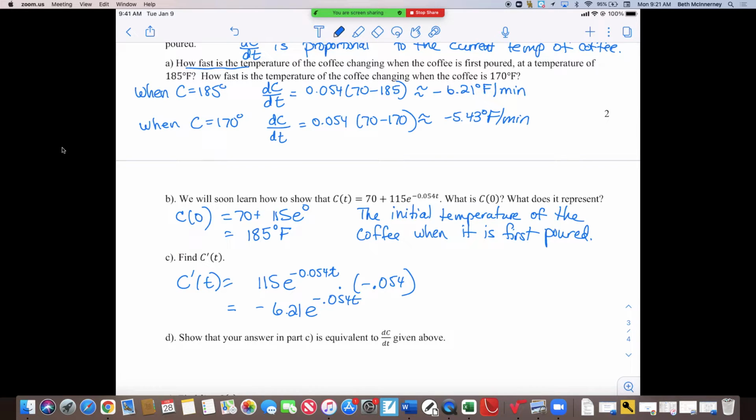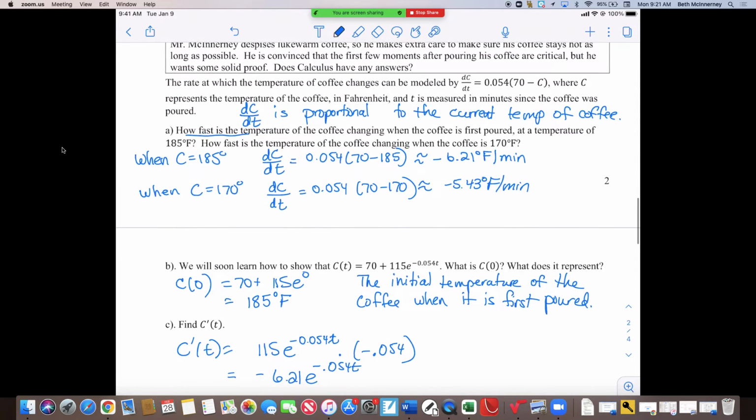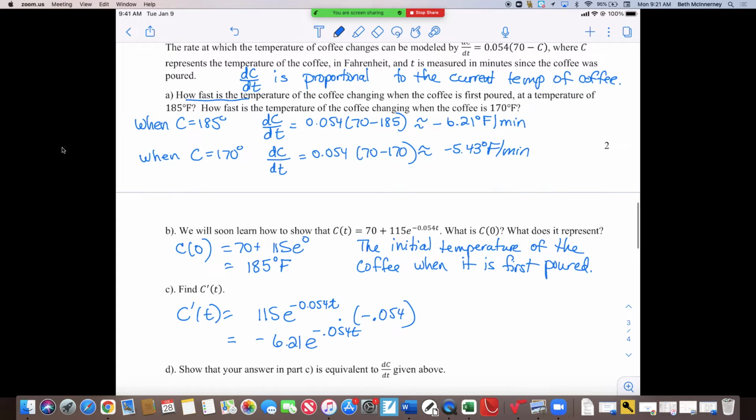So now when we looked at that dC/dt at 185 degrees, which was the initial pour, don't we get the same thing there? That's kind of cool. Now it says we want to show the answer that we got in part C really is the same thing. And let me show you how we're going to do that.